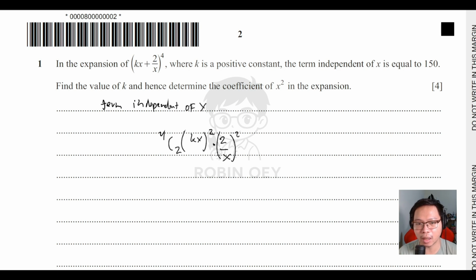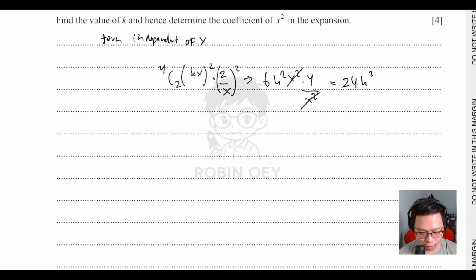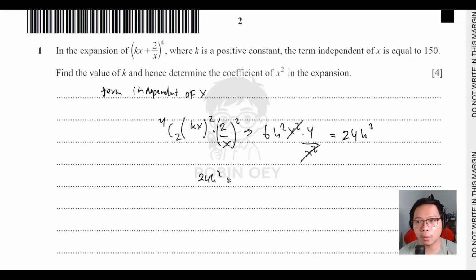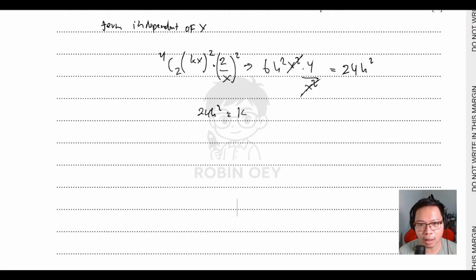Now if we open this, it will become 6k squared x squared times 4 over x squared, hence we cancel out the x squared, which gets us 24k squared. Now we get 24k squared. That is how many just now? 150. So k squared equals 6.25 and k equals 2.5. Okay, so this is our first answer.